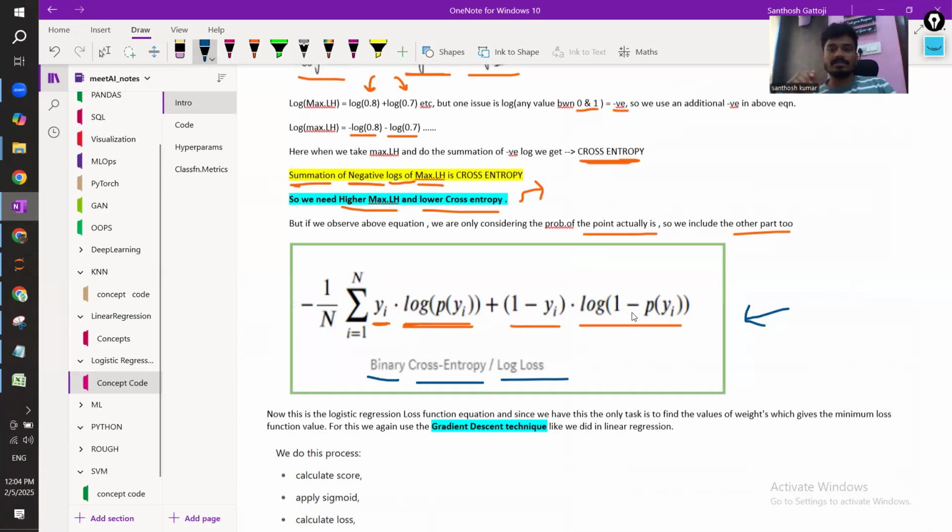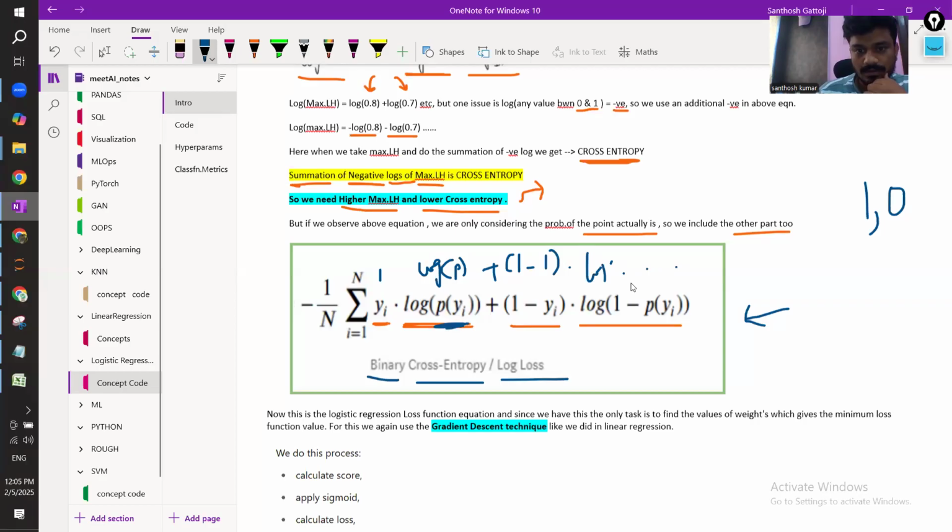Fine. Now what happens, if you think about it, for each and every point, it will take that point. Let's say you are having 1 comma 0, 2 classes. So for one particular point, if it is 1, it is 1 into log of the probability of this class. You are going to get it from the sigmoid, this P of y you will get it from sigmoid, plus 1 minus 1, which is 0, into log of the opposite probability. Same point.